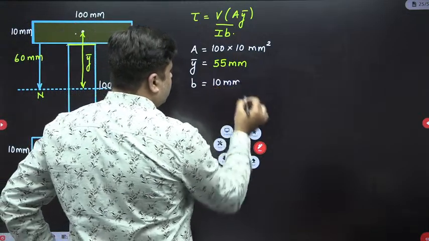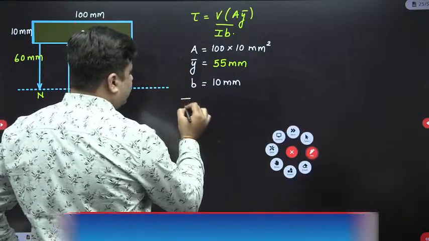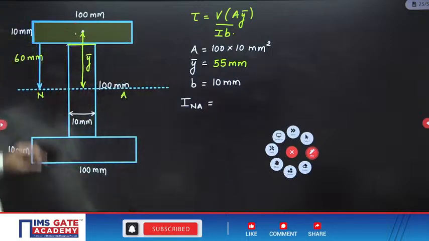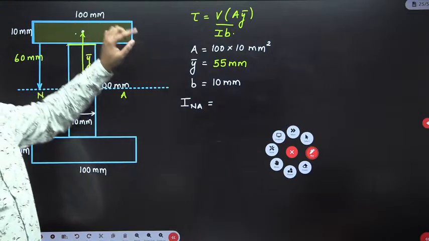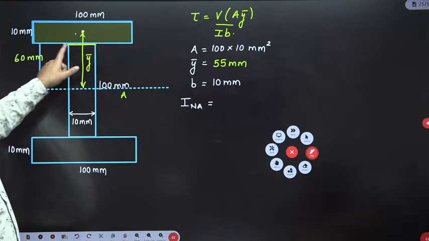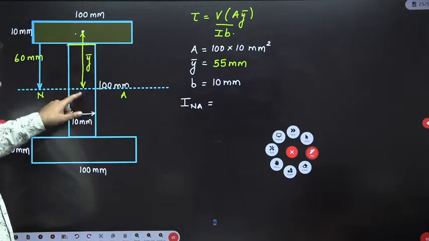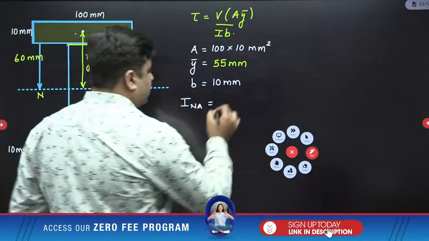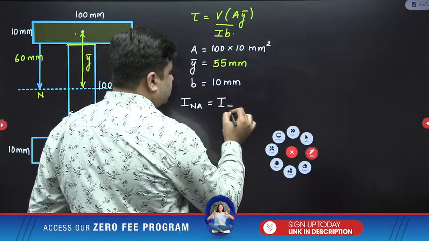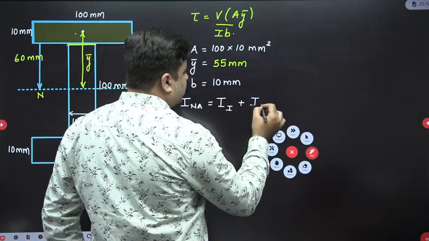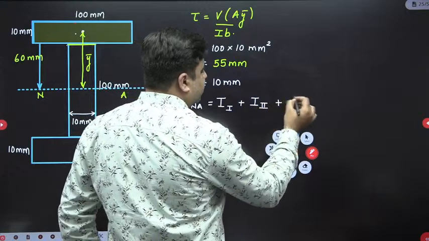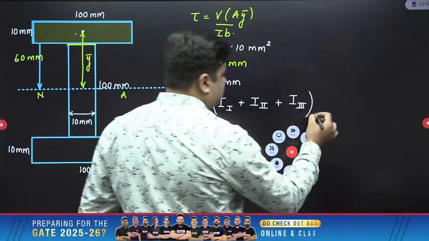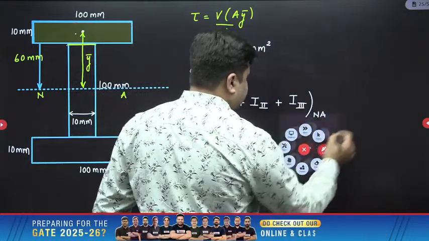Okay, sir. Now, next is calculating moment of inertia about neutral axis. So, moment of inertia about neutral axis is moment of inertia of the first rectangle about neutral axis, plus moment of inertia of the second rectangle about neutral axis, plus moment of inertia of the third rectangle about neutral axis. Check this out.